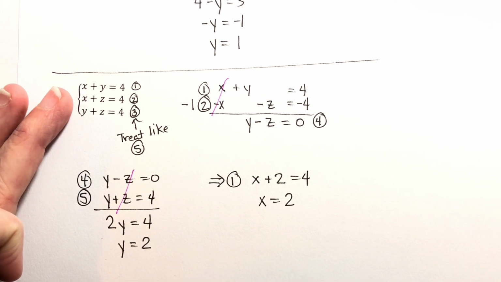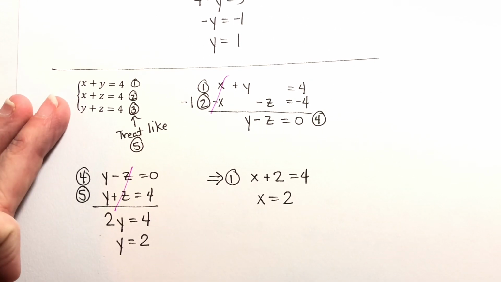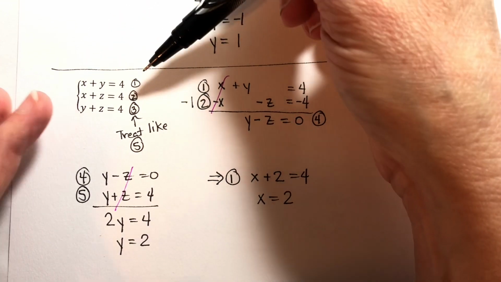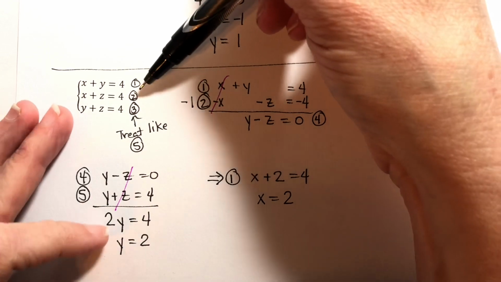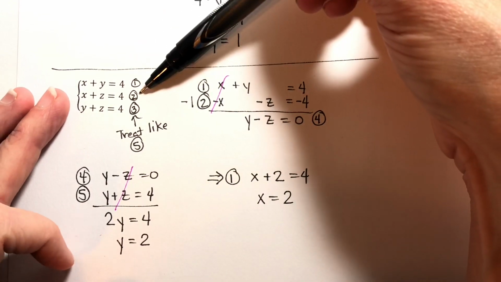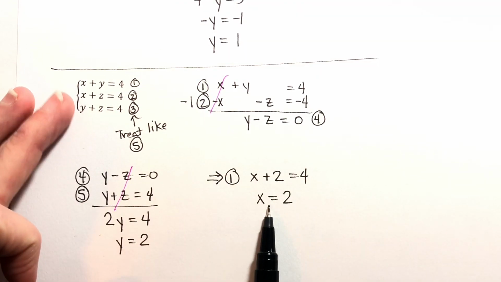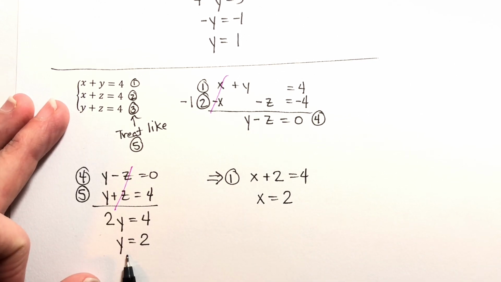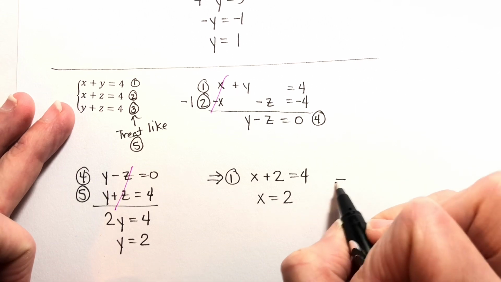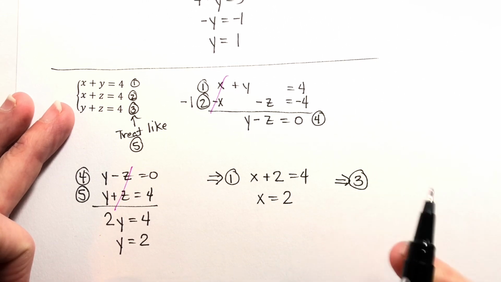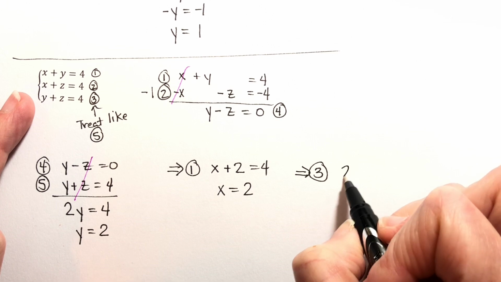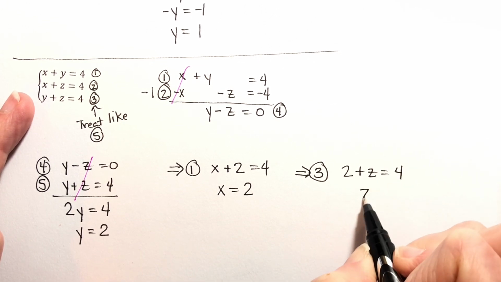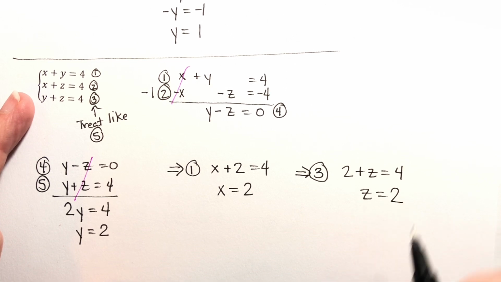Now we just need to find some place where we can find z, which means I can't plug in here because there's no z. Well, I could plug in, it's just not going to give me z. And then I could plug into 2 now because I have x. I can plug in here because I have y, and here because I have y. Let's just go into number 3. So that will be 2 plus z is equal to 4. So my z is also 2.